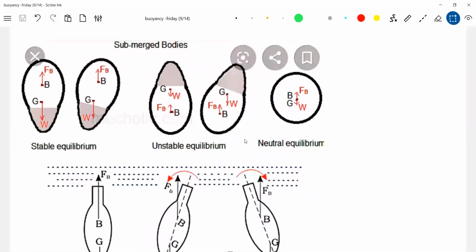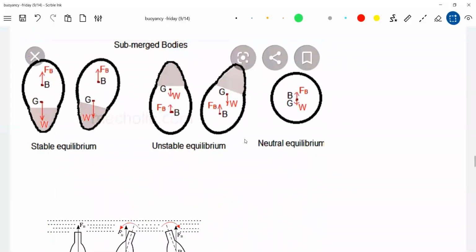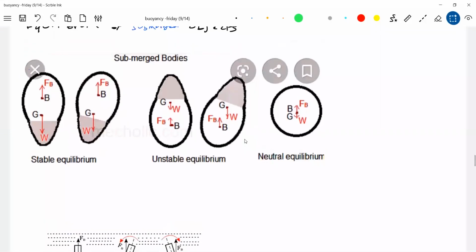Okay, now look at the first part of the diagram. I'll minimize it so that you can focus on the first diagram. Now look at this one, submerged bodies.